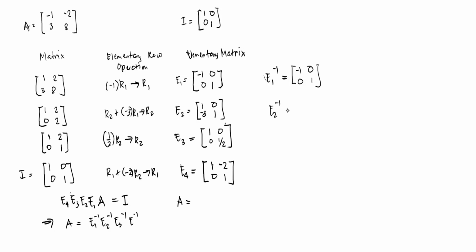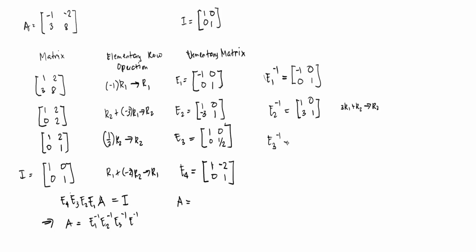Next, E2 inverse. To convert this back to the 2 by 2 identity matrix, we want to multiply this by 3 and then add to row 2. So we will apply that operation: 3R1 plus R2 to get the new R2. Apply that to the identity matrix. So we have E sub 2 inverse equal to 1, 0, 3, 1. Multiply this by 3 and then add here.